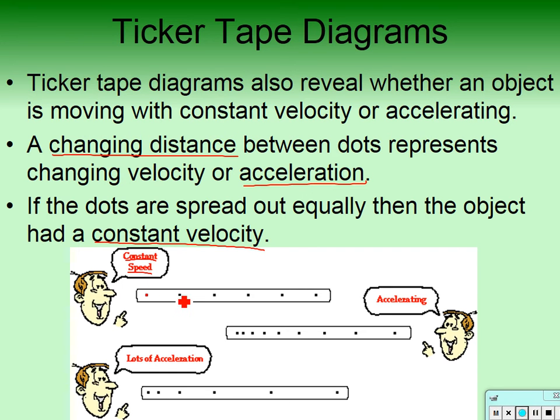Constant speed, well, you notice that the distance between the dots is constant, so it's going at a constant speed. This one's accelerating. We see that it starts off small distance, ends large distance. This one, lots of acceleration because we started very close. At the end, the car must have been speeding up a lot because there's a lot of distance between them.